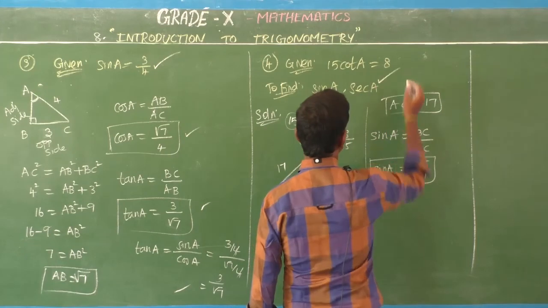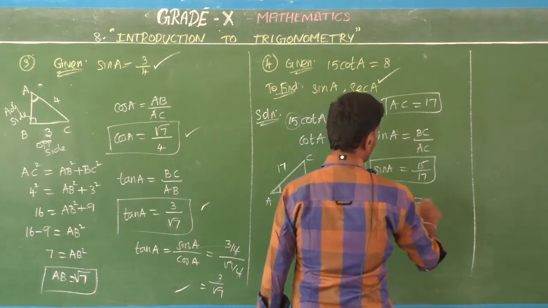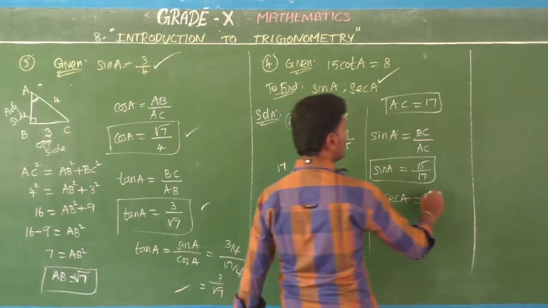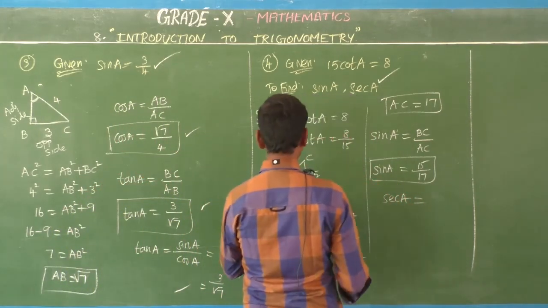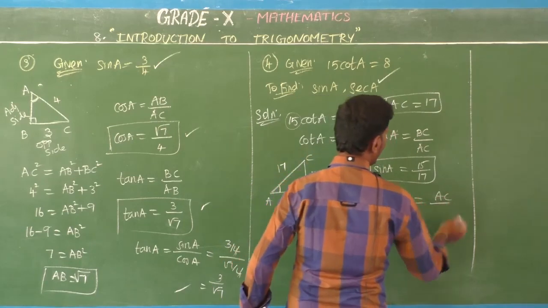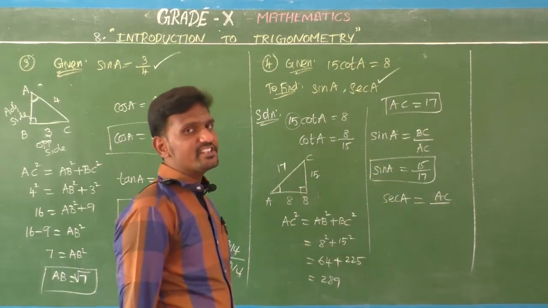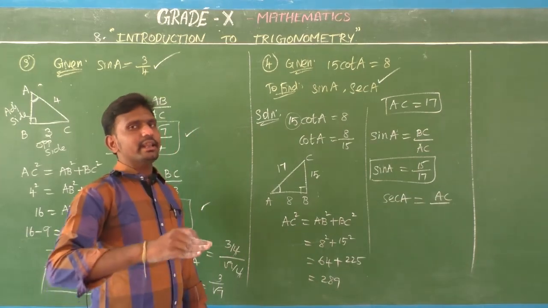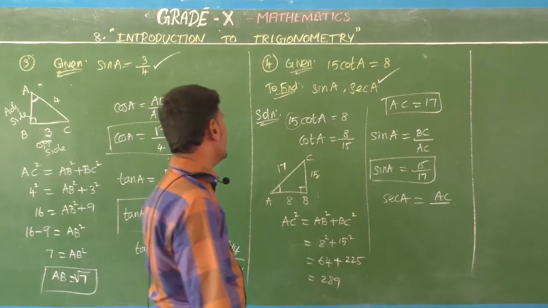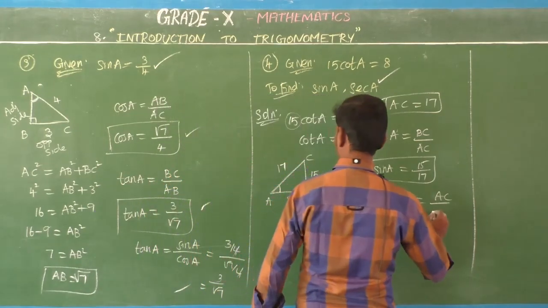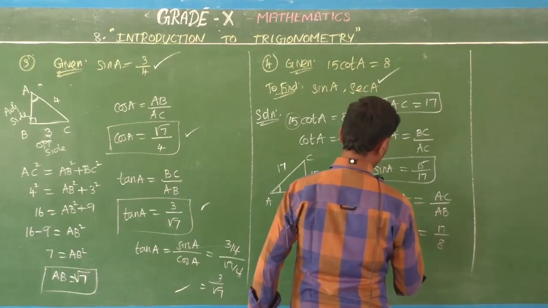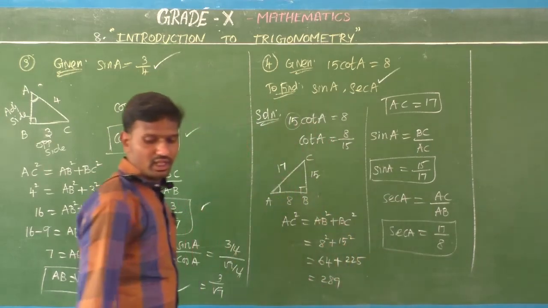And next we are going to find secant A. Secant A is equal to hypotenuse divided by adjacent side. Hypotenuse is the same AC, divided by adjacent side. Why are we taking the adjacent side? Because secant theta is the reciprocal of cos theta. The adjacent side is AB, so 17 by 8. So secant A is equal to 17 by 8. Have you got it, students?